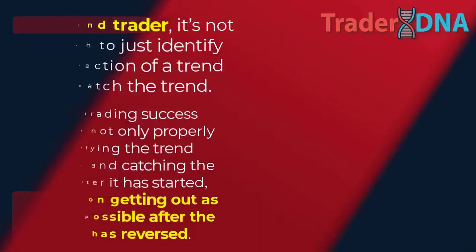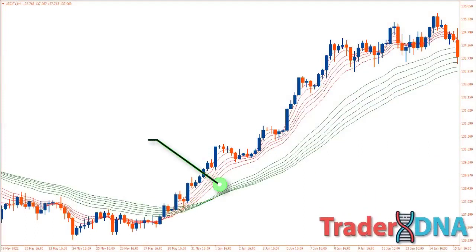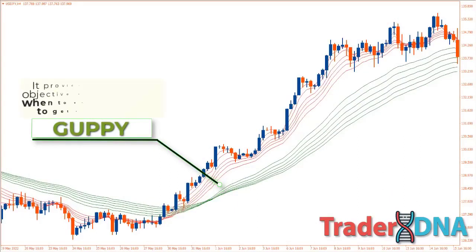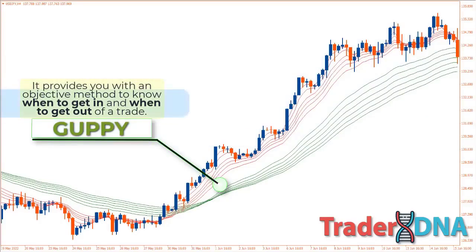Multiple Moving Average indicator. The Guppy Multiple Moving Average, or GMMA, also simply known as Guppy, is a technical indicator that identifies changes in trends, which means it provides you with an objective method to know when to get in and when to get out of a trade. On a chart, it looks like this.